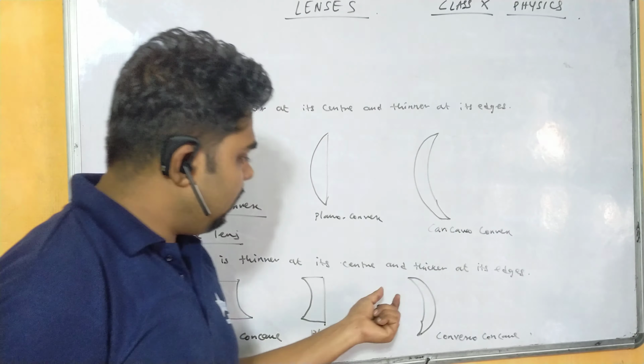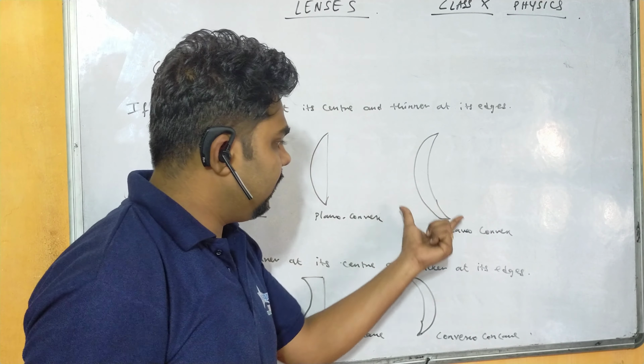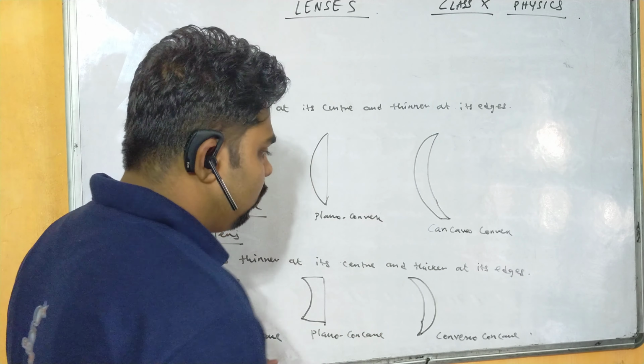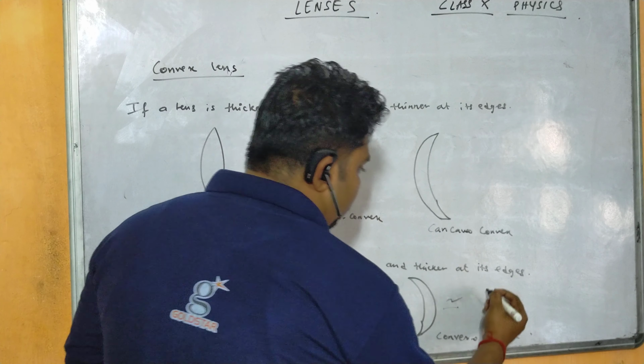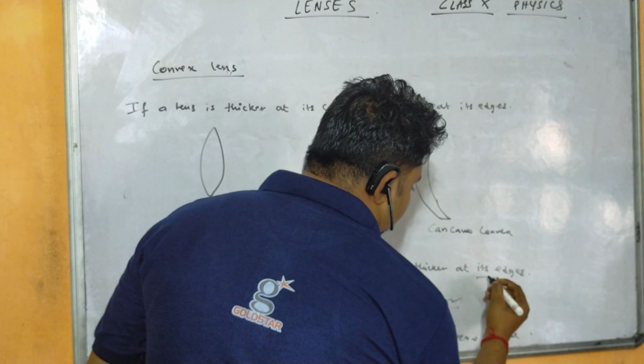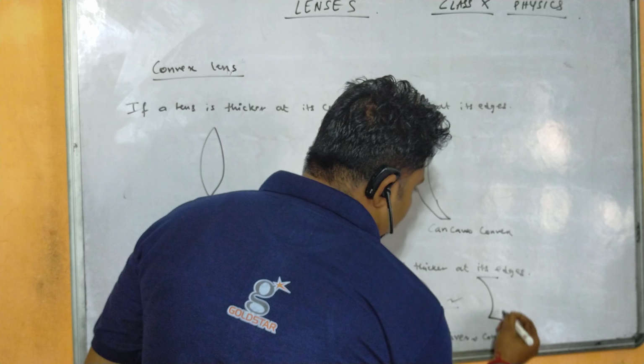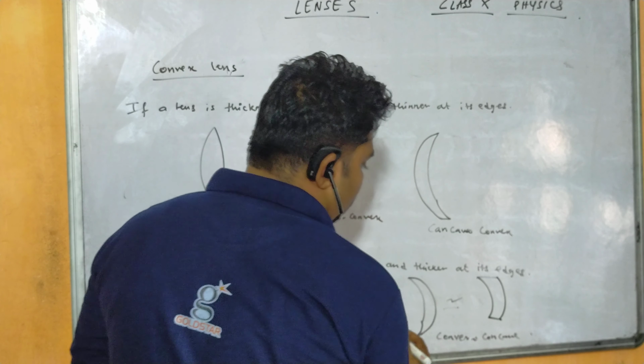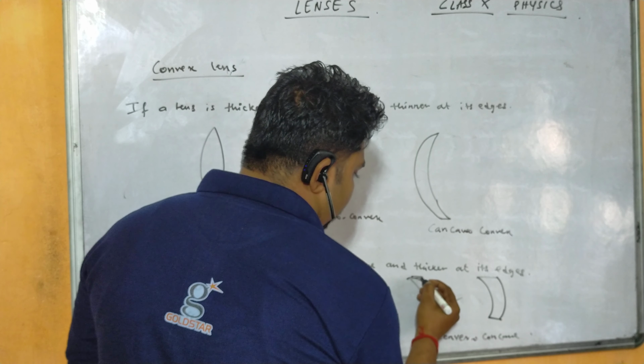Sometimes convexoconcave and concaveconvex look similar. So to make it different, we draw it like this. Just this part we extend it.